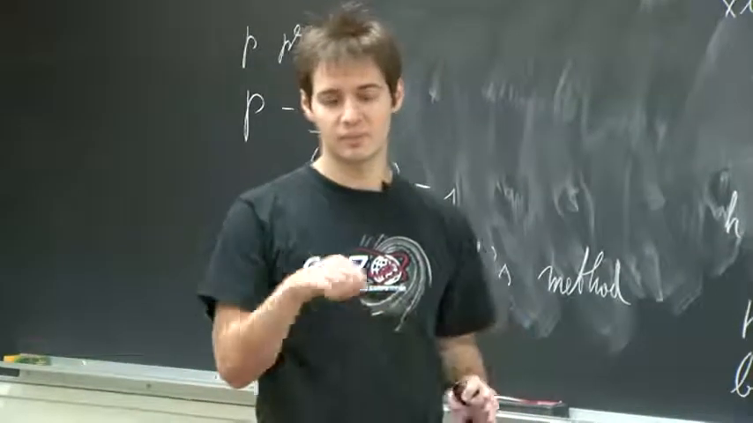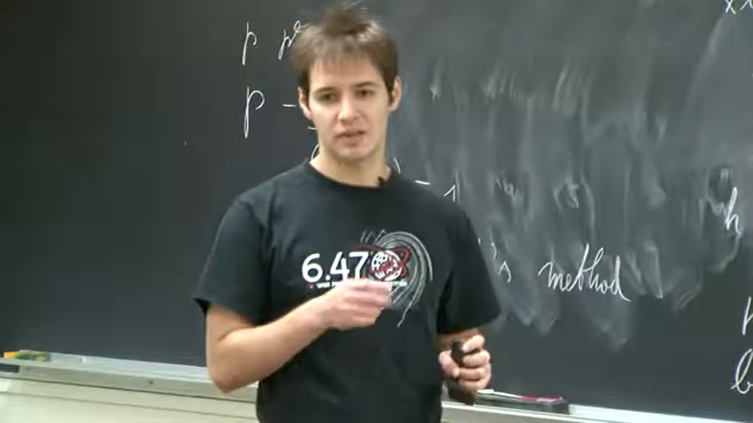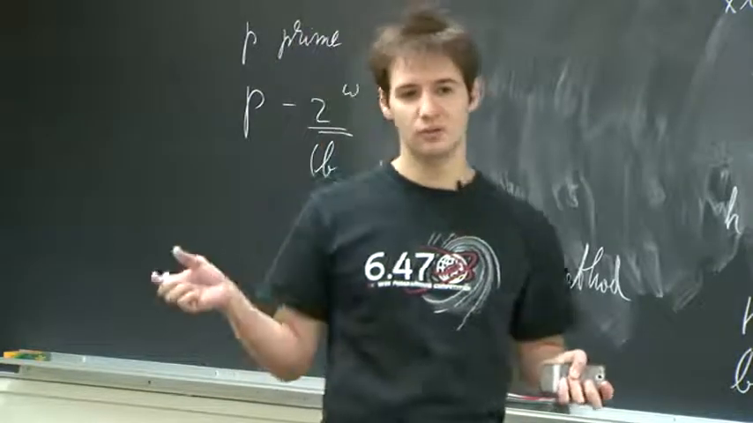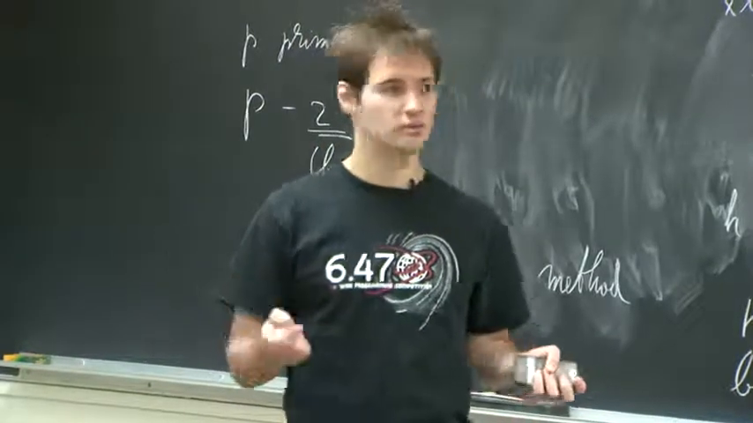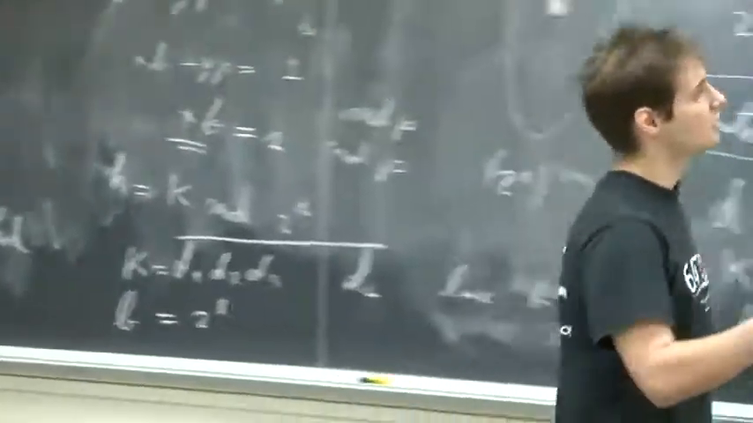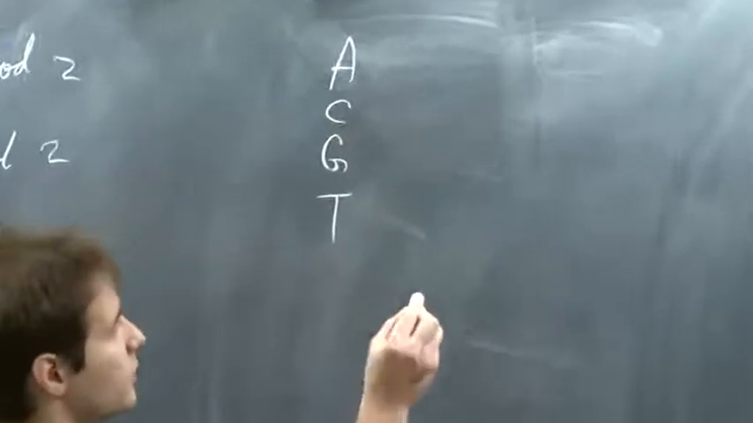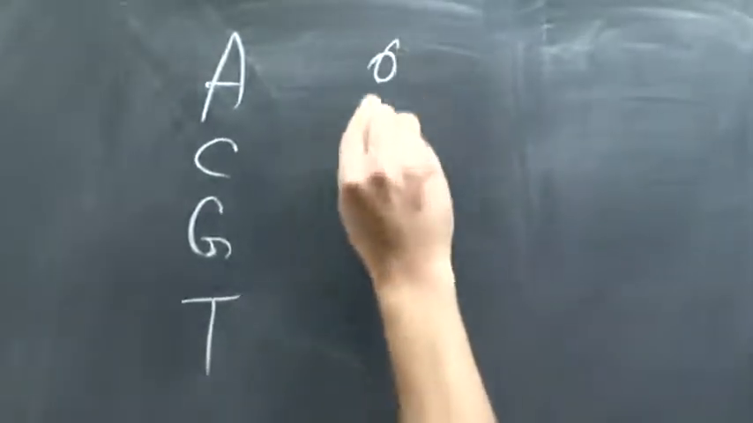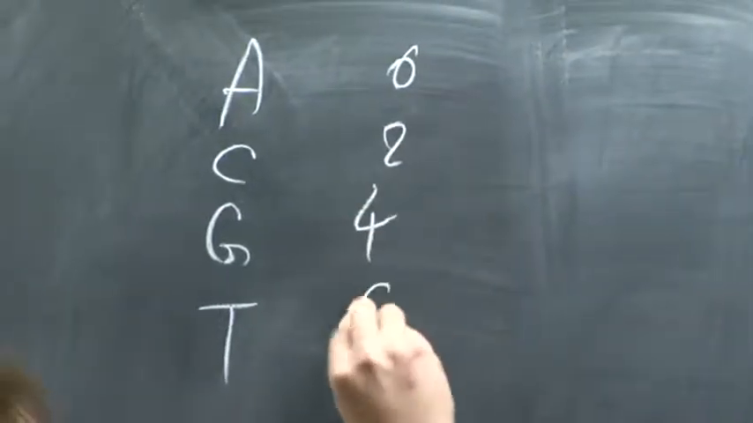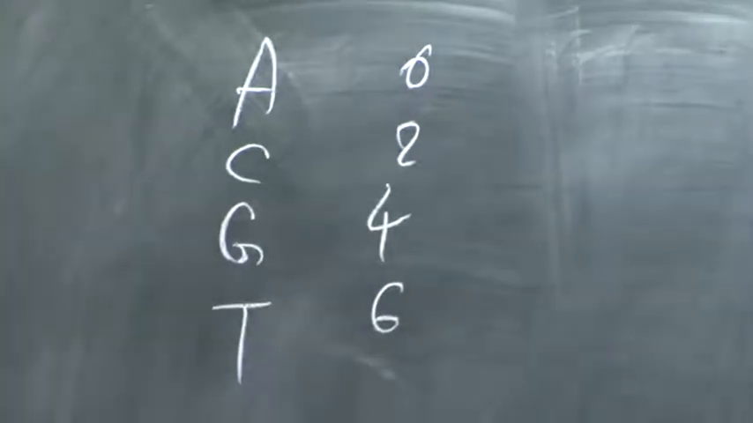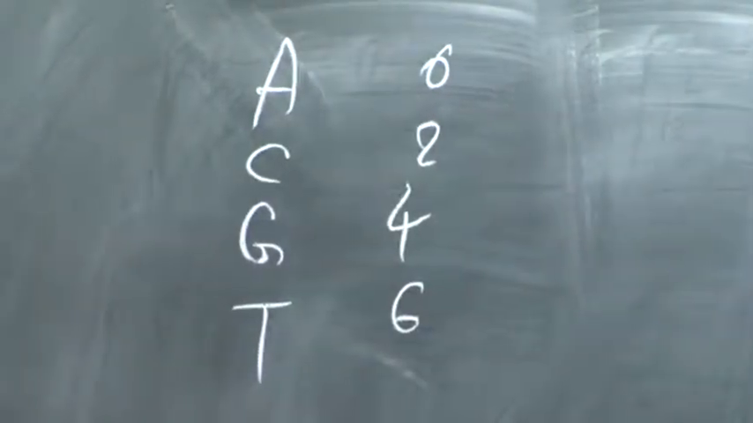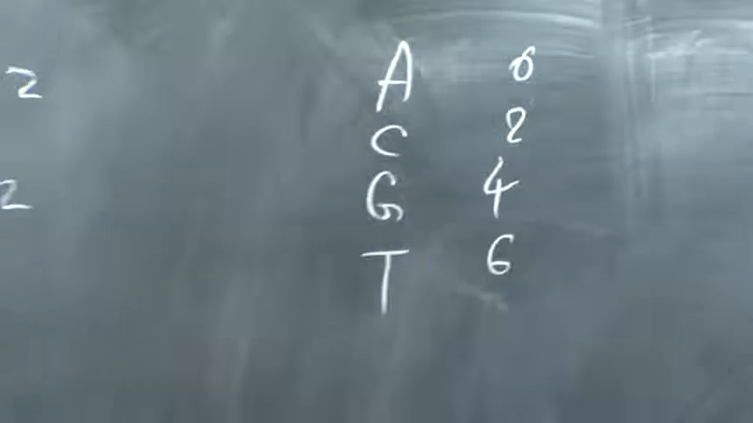Because if all your keys happen to be even, say if we're doing the nucleotides, and the nucleotides are A, C, G, T, if they happen to be encoded as, say, 0, 2, 4, 6, then these are all even. So the hash function will always be even, and I'm wasting the last bit.